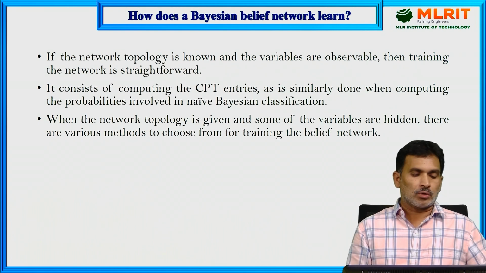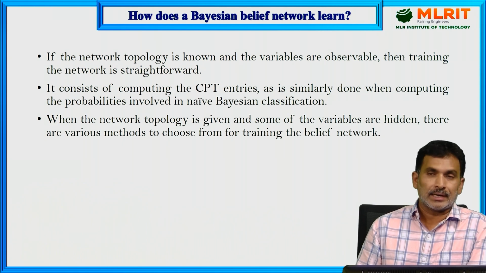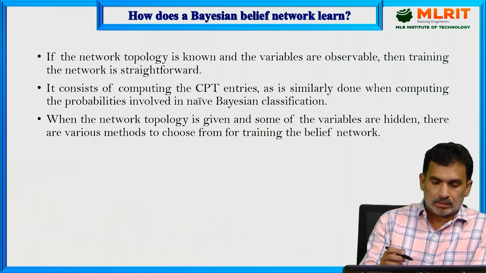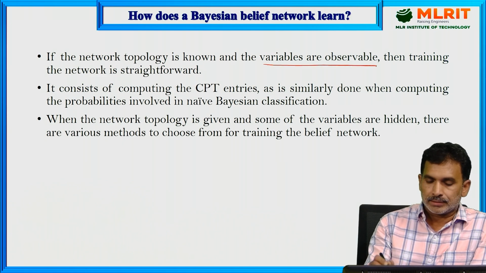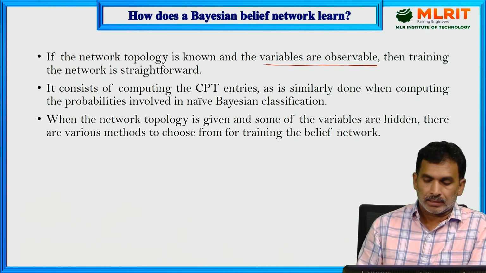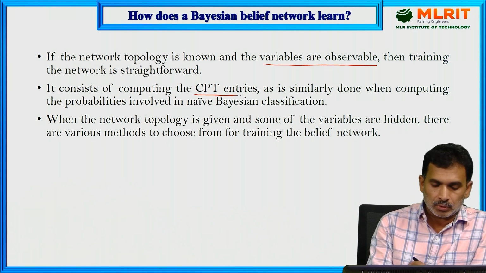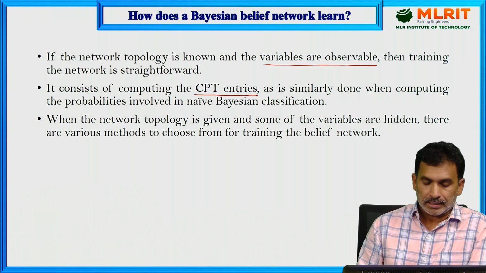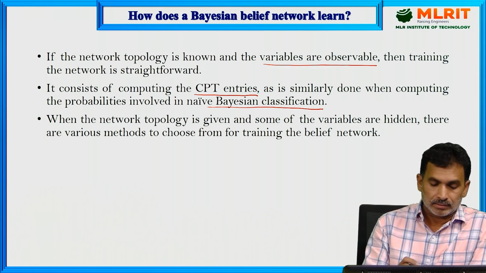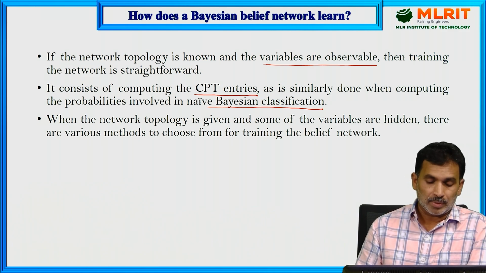If the network topology is known and the variables are observable, then training the network is straightforward. That means whenever the variables in the data set are observable and the topology is known, we can directly train the network. It consists of computing the CPT entries, the conditional probability table entries, similar to computing the probabilities involved in Naive Bayes classification. The CPT entries are calculated just as we did in Naive Bayes classification.